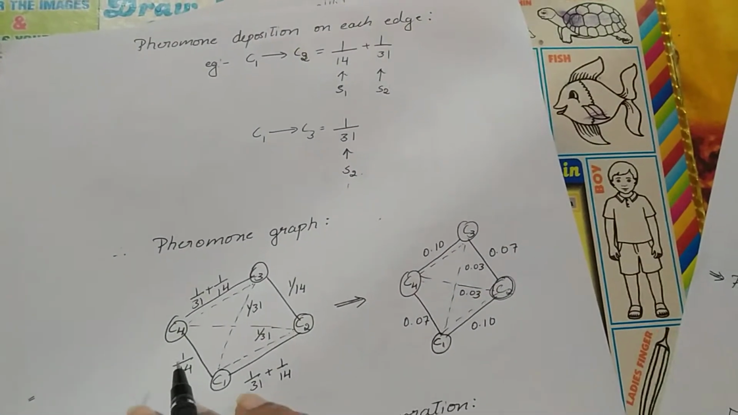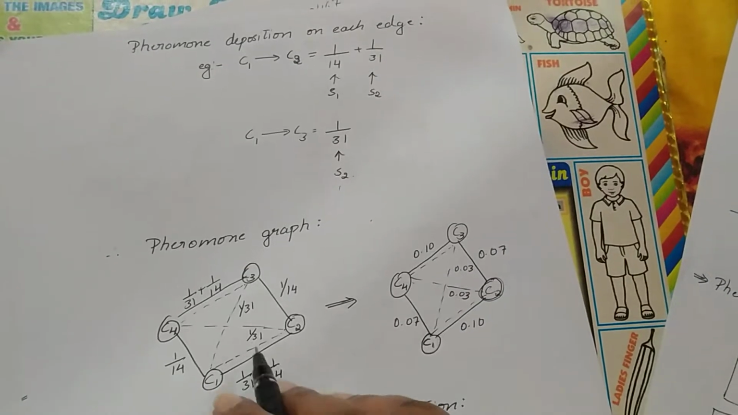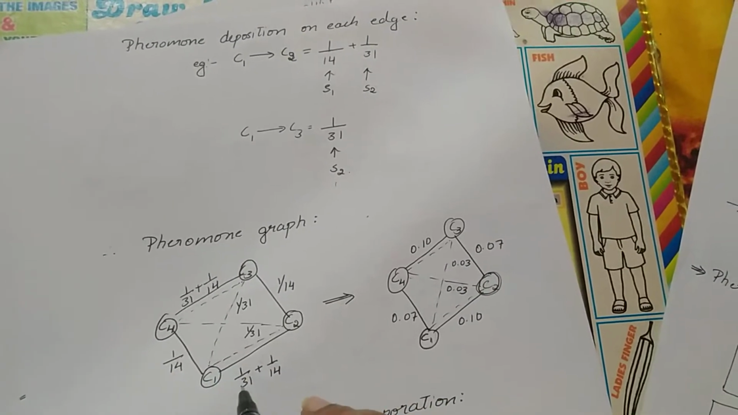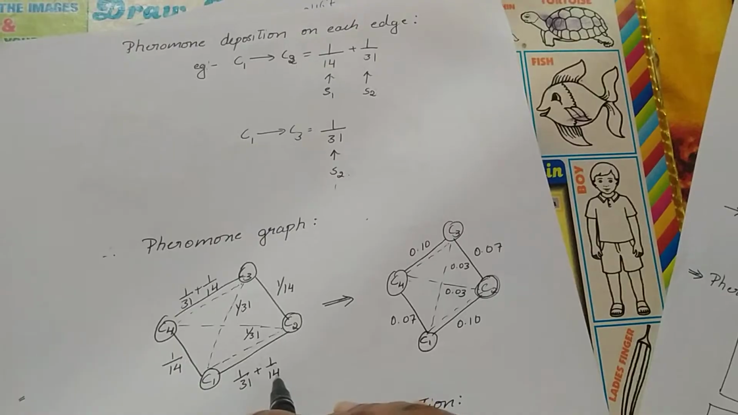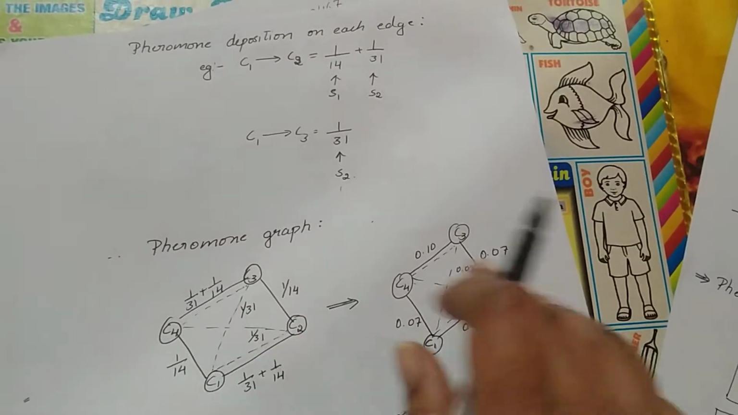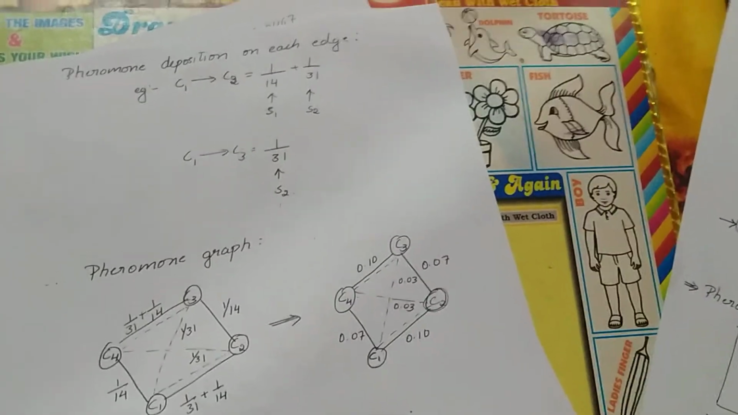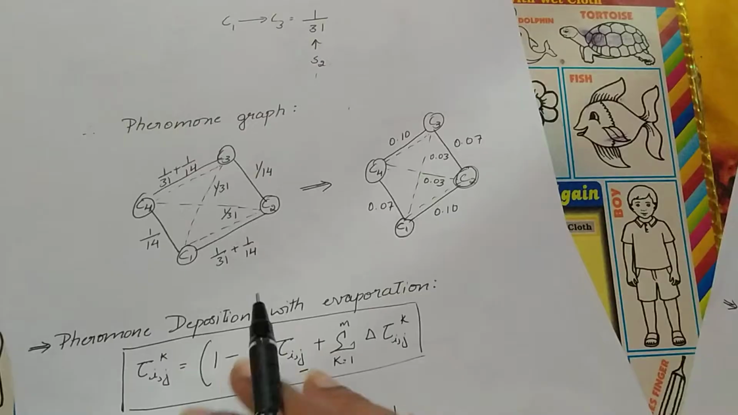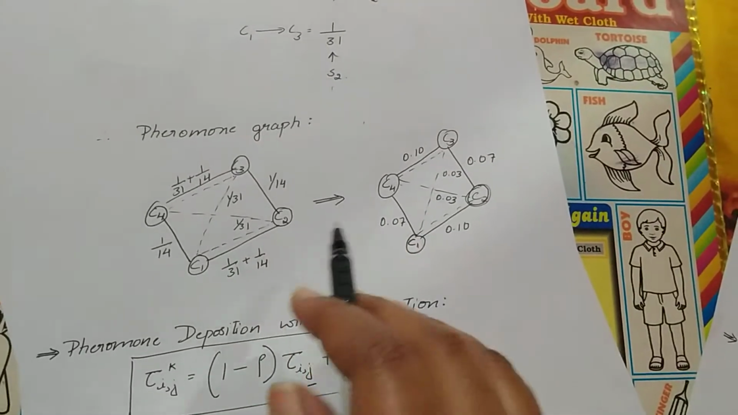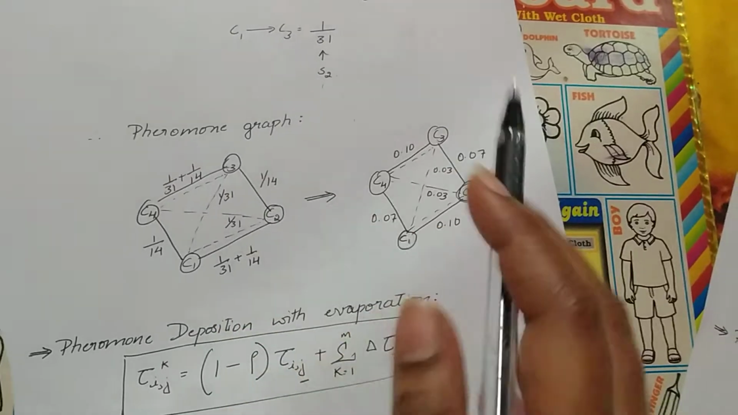Here only S1 travels, so it is 1 by 14. Here S1 and S2 travel, so it is 1 by 31 plus 1 by 14. Similarly, we'll calculate for all other edges, and this is its value, in decimal form. So this is the pheromone deposition without considering the evaporation coefficient.